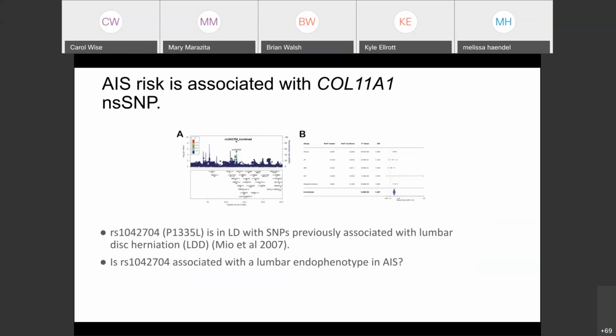The other interesting note is that our associated SNP is part of an LD block that was previously associated with lumbar disc herniation. This was by Shiro Ikegawa several years ago. So we're also going back and reevaluating our patients to see if there's any lumbar morphology that might be interesting.